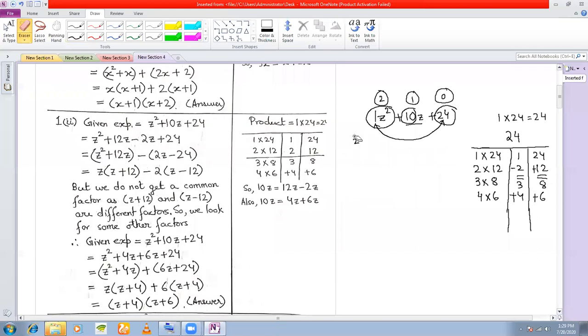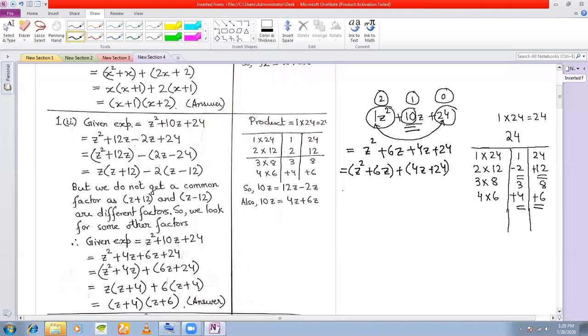Since the first combination did not work, I try the next combination. That is, I'll write z square and break this middle term as, since I've got a plus 6, I'll write a plus 6z. And since I've got a plus 4, I'll write a 4z plus 24. Okay. Now I'll group first and second, third and fourth.